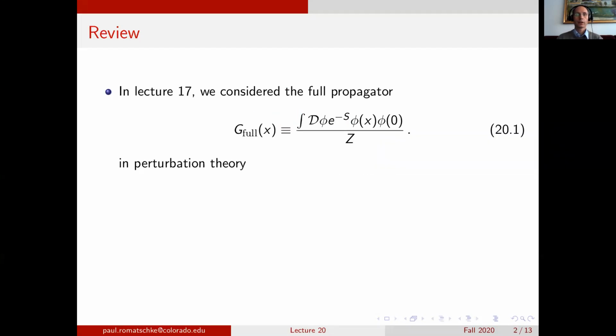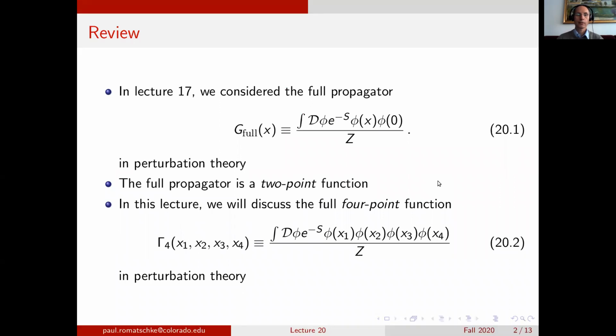As a review, recall that in Lecture 17, we considered the full propagator as the two-point function weighted with the full action S. And we considered an expansion of this full propagator in perturbation theory in this same lecture. The propagator was introduced as a two-point function because there are two fields phi inside the path integral.